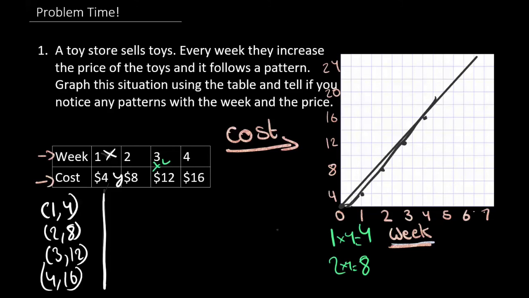Let's see. Is 3 times 4 12? Yes, it is. 4 times 4 is 16. That means our pattern is multiplying by 4. So multiply week by 4 and you'll find the cost. Let's write that in equation form. We can say week is W and cost is C. So W times 4 equals C. When you multiply the week number by 4, it will give you the cost of the toy.